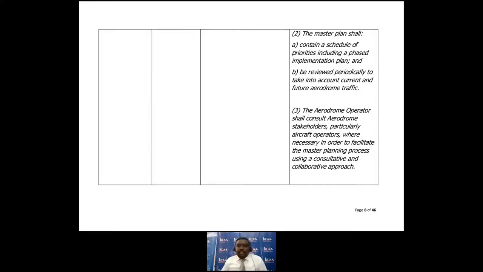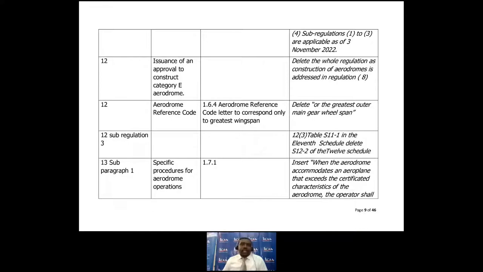And we continue on with the requirements there in subparagraph 2 and 3 and 4. Next, the issuance of an approval to construct category E aerodrome. This was deleted, because it was covered in regulation 8. And then on aerodrome reference code, section 1.6.4 of the aerodrome design and operations, that is Annex 14. So we deleted the statement on the greatest outer main gear wheel span, that is on the aerodrome reference code.